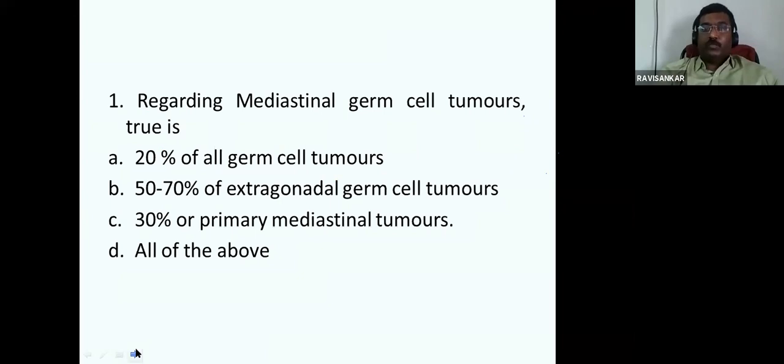Regarding mediastinal germ cell tumors, which is true? Any answers?